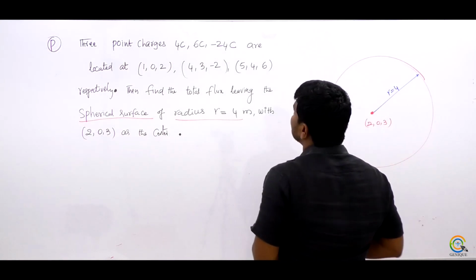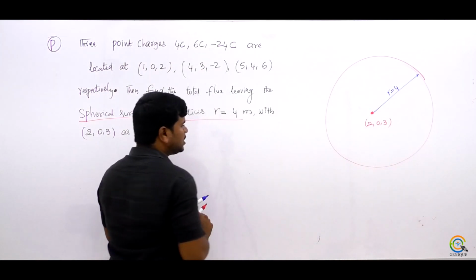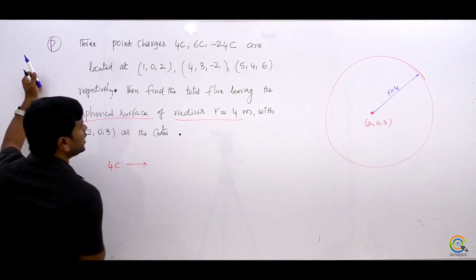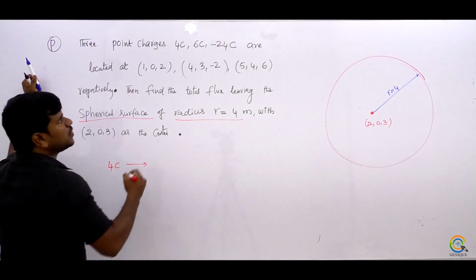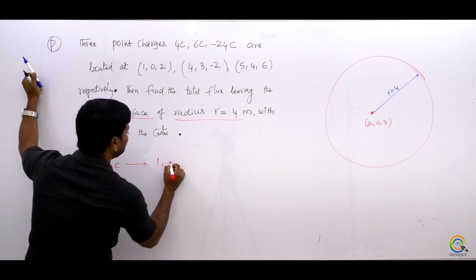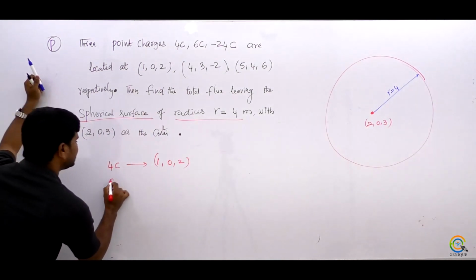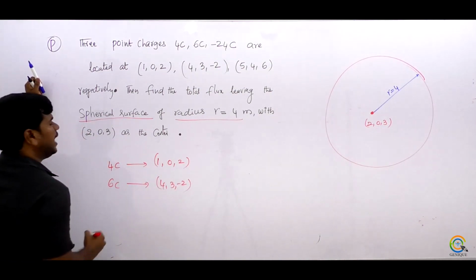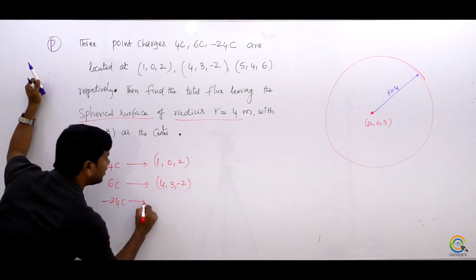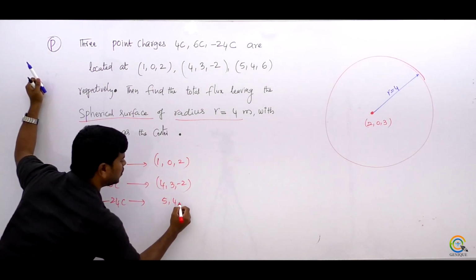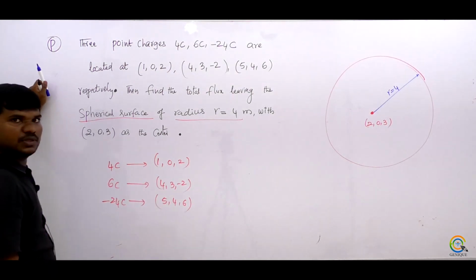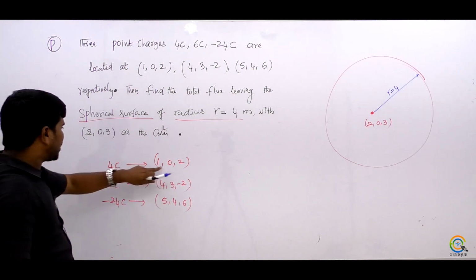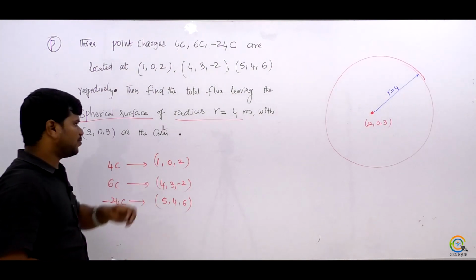So where are all these points located? The first point is 4 coulombs. Where is it located? The 4 coulombs is located at (1, 0, 2). And 6 coulombs is located at (4, 3, -2). And -24 coulombs is located at (5, 4, 6). These are the points where the charges are located.